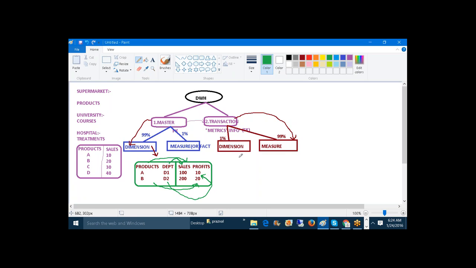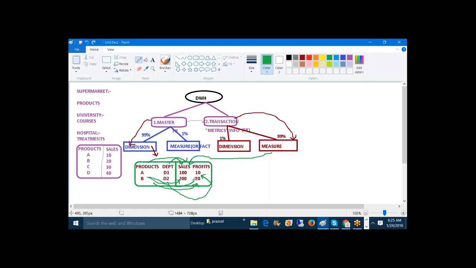Next, what about the measure? The measure indicates based on which numbers we want to analyze the business. Whether you want to analyze the business based on the sales or based on the profits. Let's say here, for example, you have the sales and profits. So here the product can be analyzed using the sales numbers or even the profit numbers.